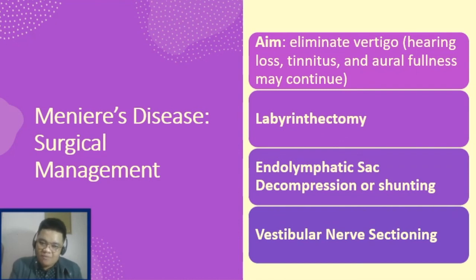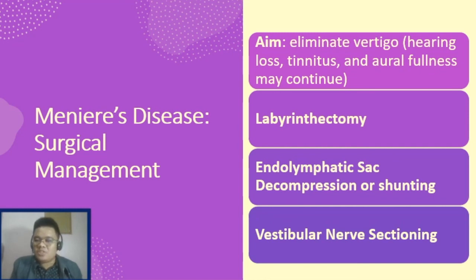Class, the main aim of surgery in Meniere's disease is to eliminate your vertigo. Elimination of vertigo only, because hearing loss, tinnitus, and aural fullness may still continue. Basically, the purpose of your surgery is to prevent the brain from receiving the input from the semicircular canals in such a way that the paroxysmal vertigo would stop. So what are these surgeries? You have your labyrinthectomy. As the term implies, that would include total removal of the labyrinth or resection of your vestibular nerve.